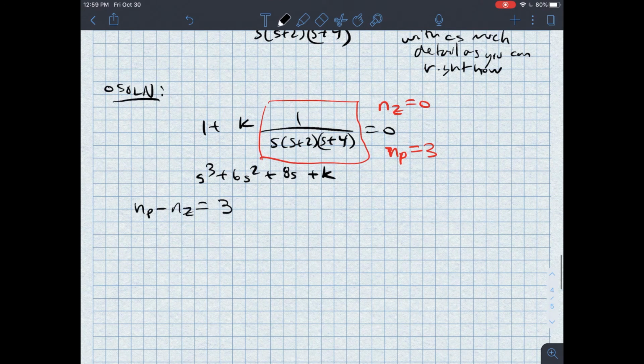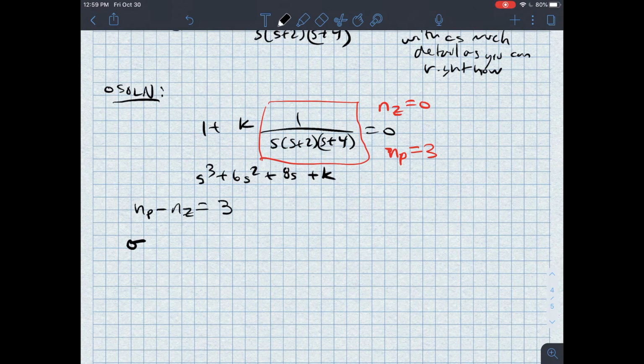So I can use that to find out where my asymptotes will be centered. Sigma A is equal to negative, so I'm summing up the pole locations, negative 2 minus 4 plus 0. And then I subtract the zero locations. There are no zero locations, so it's just 0. And then I divide by NP minus NZ, which is 3. When I do this, I get negative 2.